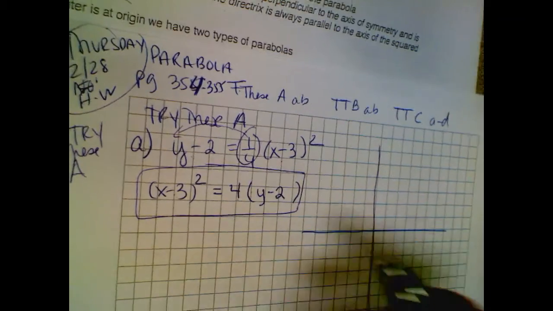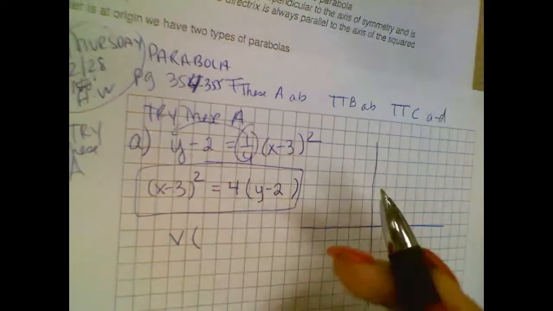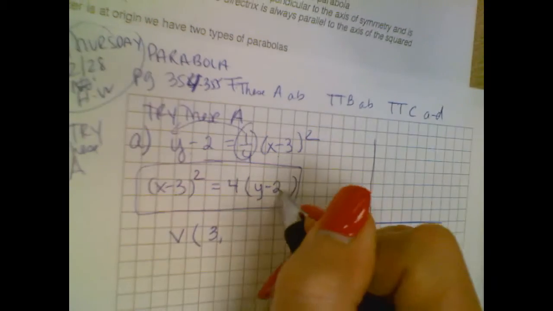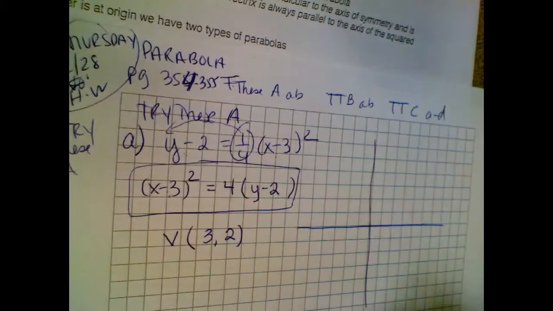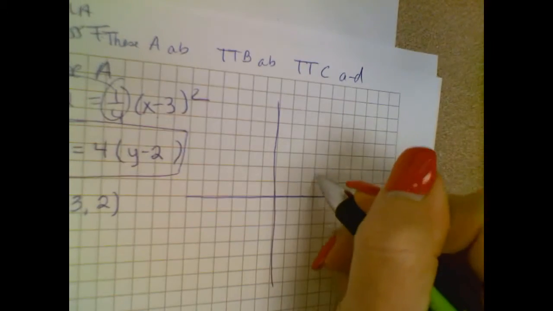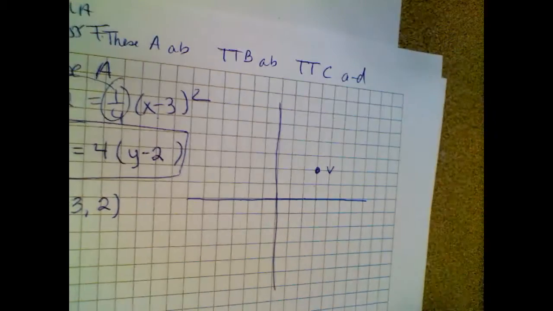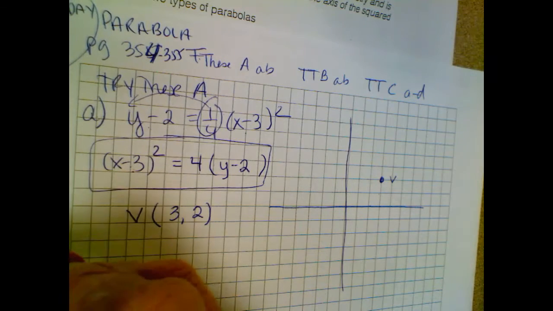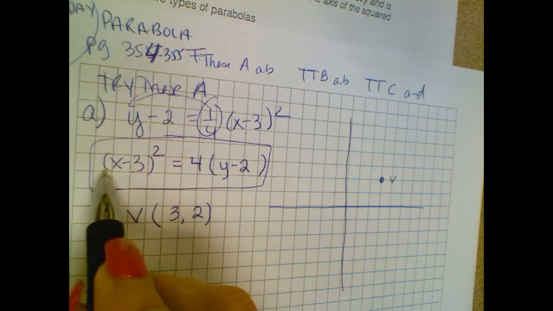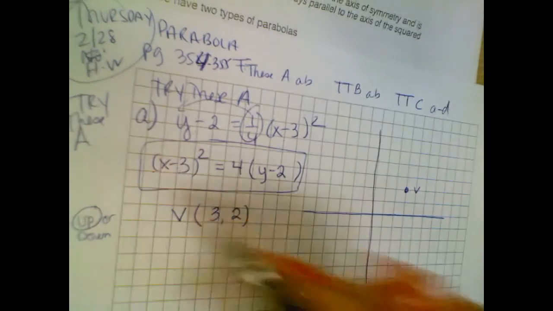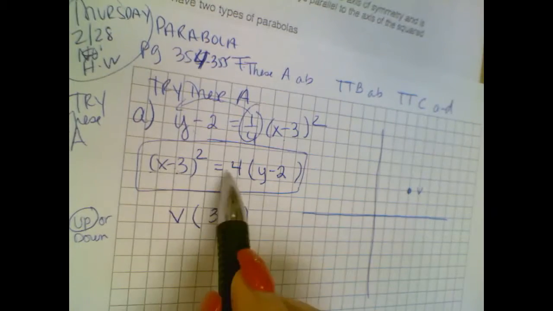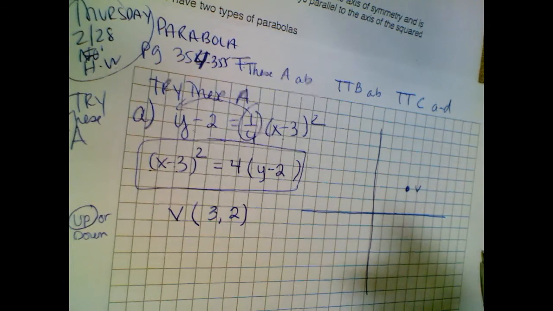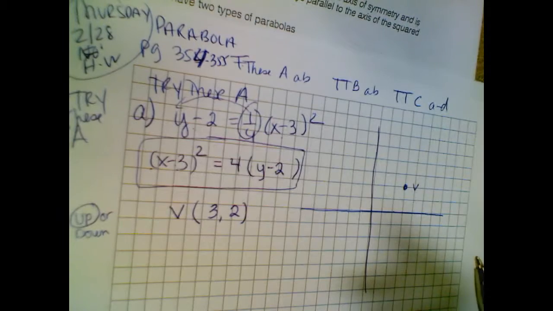So what is the vertex? Let's start there. The vertex is like the center. It's the opposite of the number with x and the opposite of the number with y. So it's (3, 2), and we're going to plot it over here and write vertex. Now, when x is squared, it's either an up or down type. Neither one of these can be negative; they both have to be positive for it to go up. So this is an up parabola.